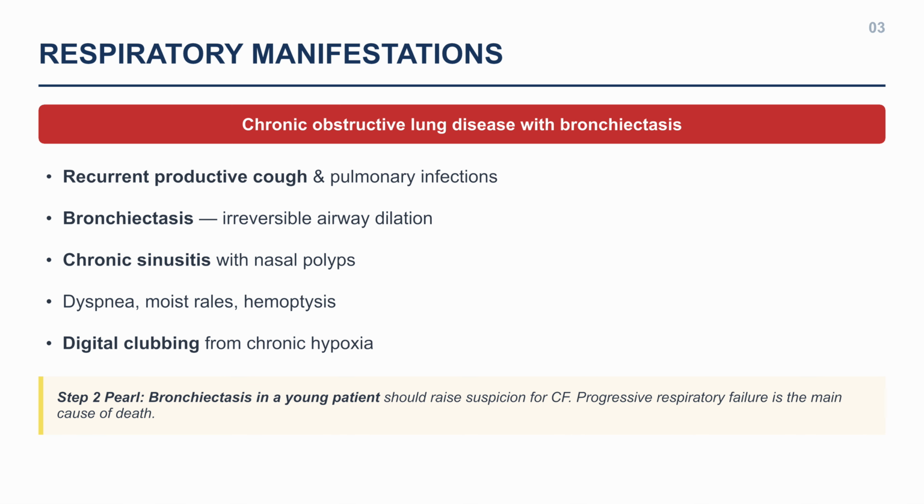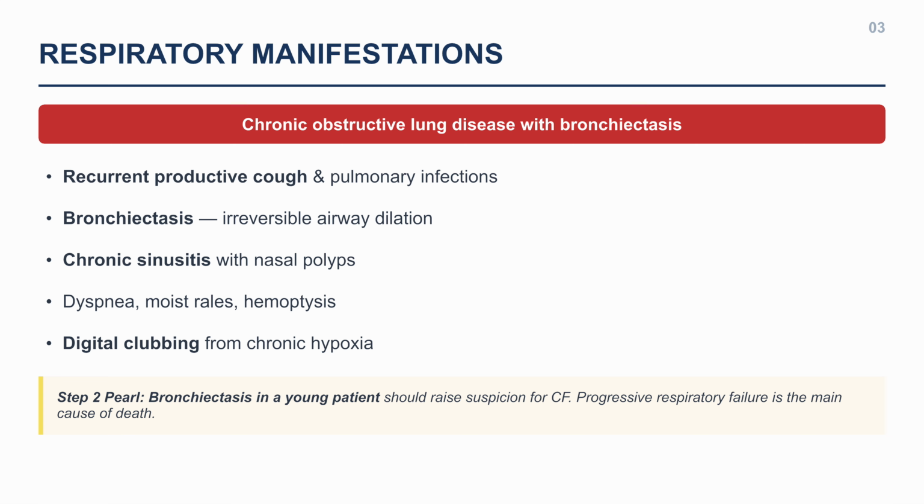The respiratory manifestations of CF dominate the clinical picture and determine prognosis. Patients develop chronic obstructive lung disease with bronchiectasis, meaning irreversible dilation of the airways. There are recurrent productive cough episodes and chronic pulmonary infections. Chronic sinusitis is common, often with nasal polyps.